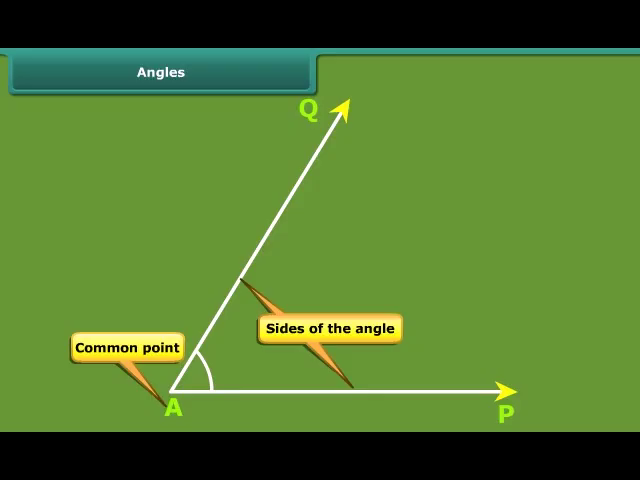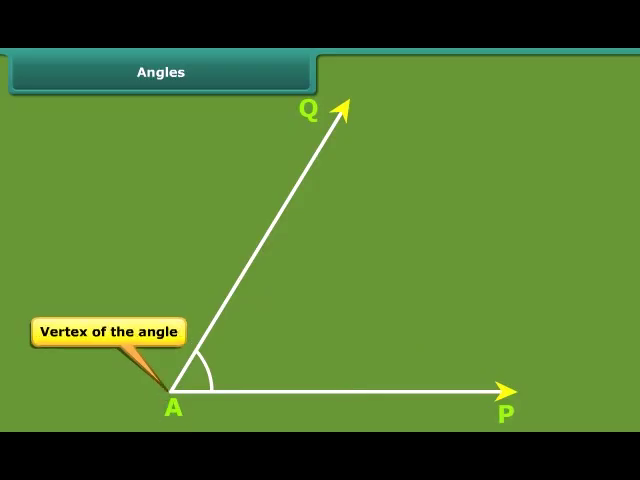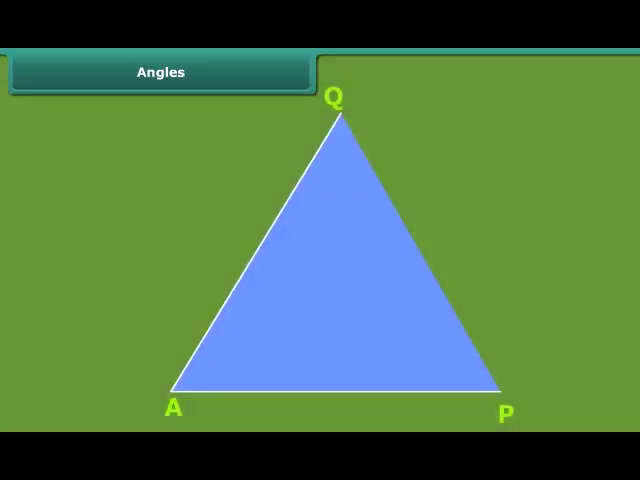The common end point is the vertex of the angle. The angle is named angle PAQ. Note that the vertex specifying the angle is written as the middle letter. In the figure shown, the interior and the exterior of the angle are denoted by different colors.